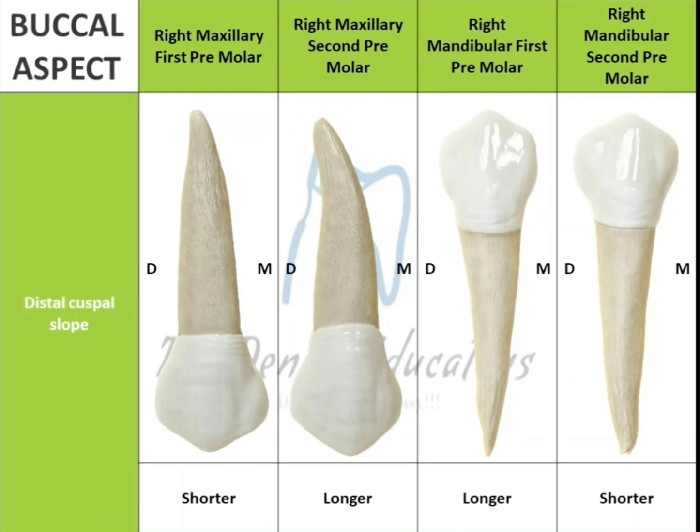On the other hand, while viewing the distal cuspal slopes for the premolars, it is observed that the maxillary first premolars tend to have smaller distal cuspal slopes, but it is longer for the maxillary second premolars. This characteristic feature is opposite for the mandibular premolars. In the mandibular arch, the first premolar tends to have a longer distal cuspal slope, but it is smaller for the mandibular second premolars.